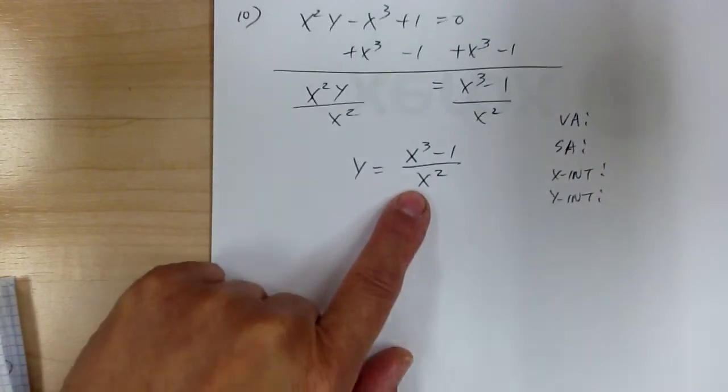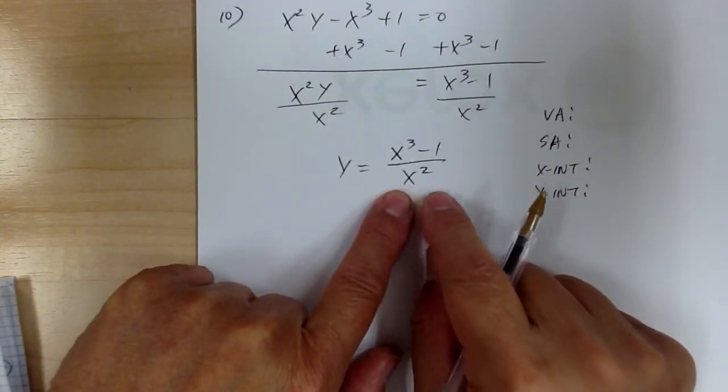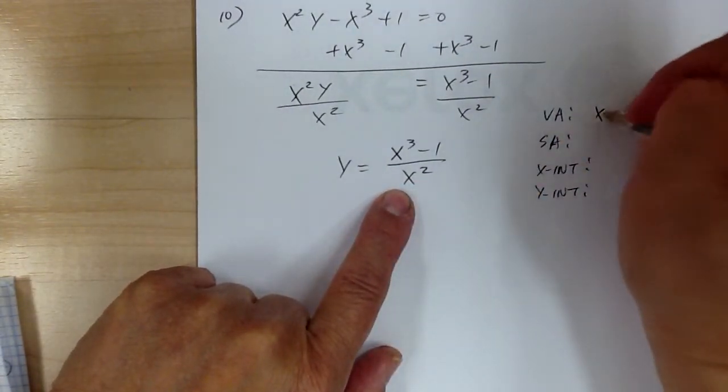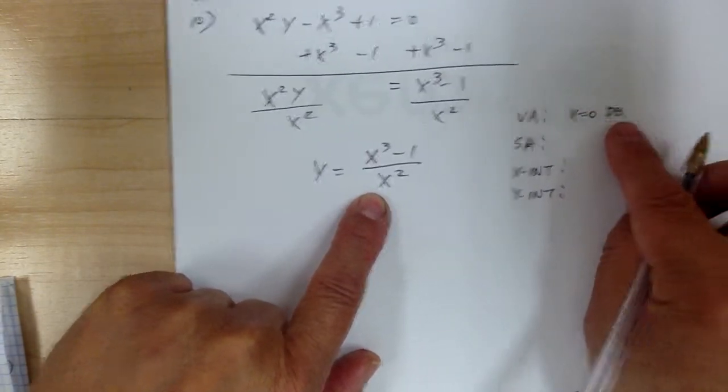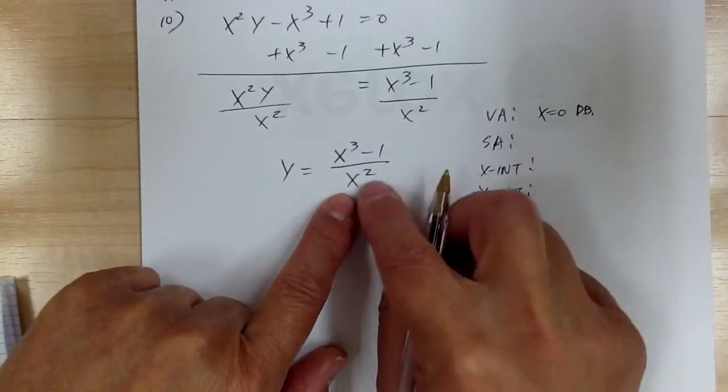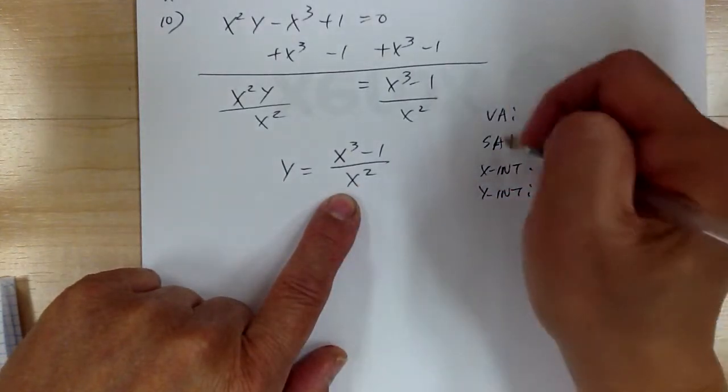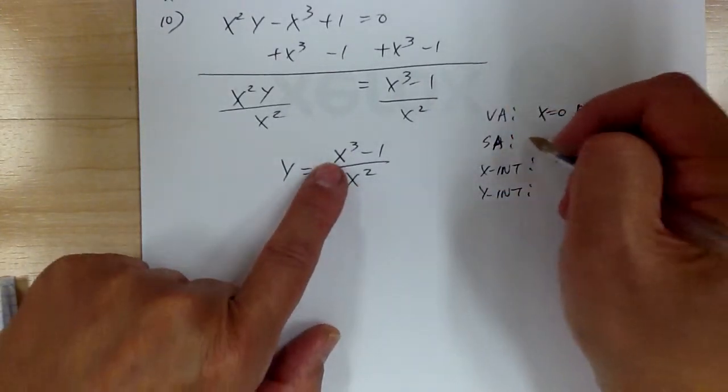From here we can see the vertical asymptote. The vertical asymptote is when x equals 0, and this is double. Remember, make a note of that. This is a double vertical asymptote because it's a square. And let's go to the slant asymptote later.